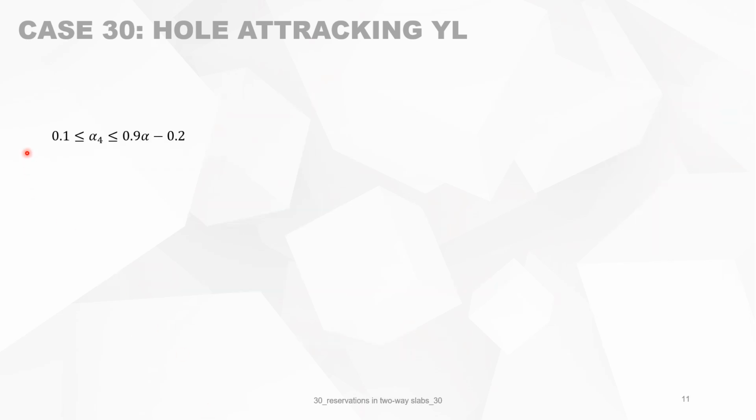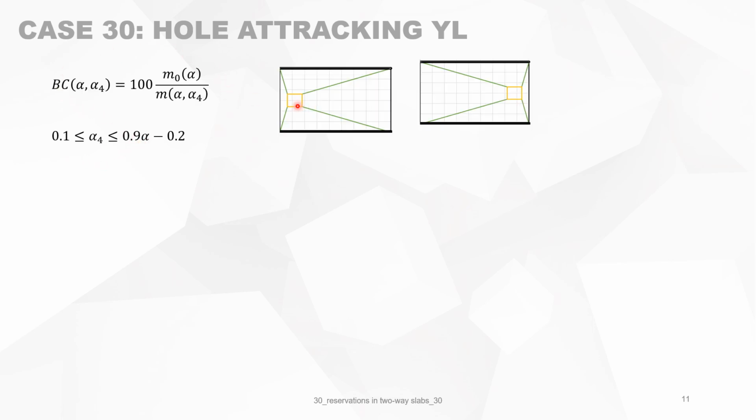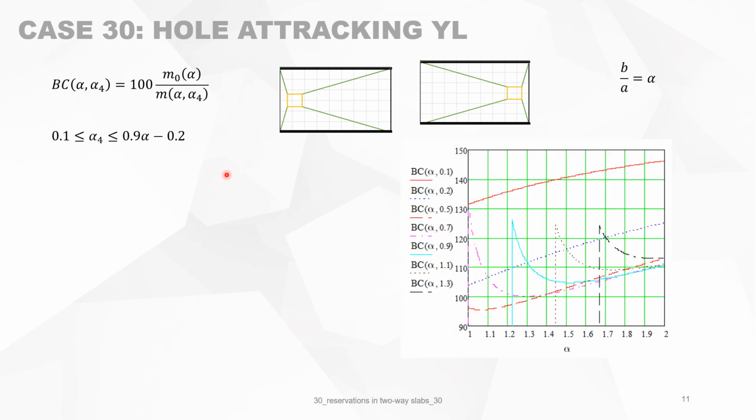Now we know that there is a restriction on alpha 4, but it's a function of alpha. This is the formulation. We know it's about this type of reservation. And you can now calculate the bearing capacity in function of alpha and alpha 4, and you can put it into a graph. On the x-axis, it's alpha, and on the y-axis is the bearing capacity. And it's in function of the size of the reservation.